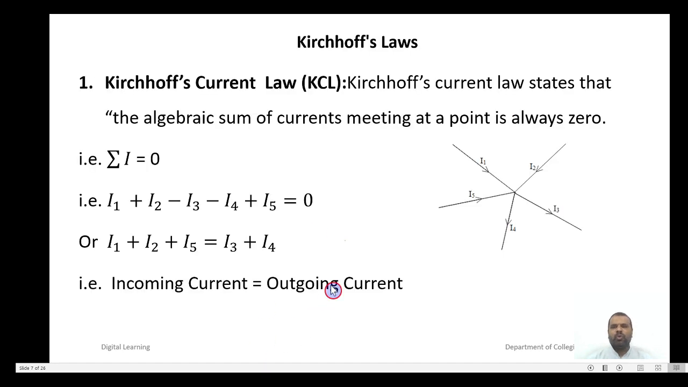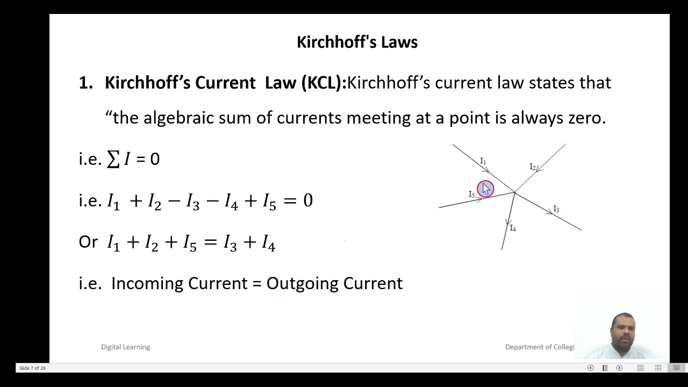Now we shall move to Kirchhoff's laws. First one, Kirchhoff's current law, KCL. Kirchhoff's current law states that the algebraic sum of currents meeting at a point is always 0. That is, summation I is equal to 0.